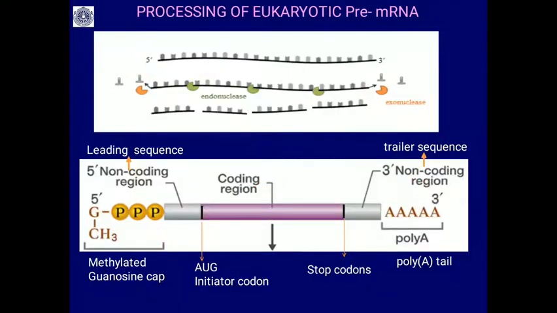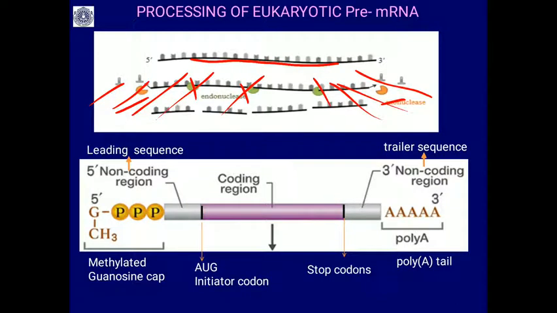So you will find here the RNA transcript. There are endonucleases, which cut the phosphodiester bond in the middle of the molecule, and exonucleases, which usually chop off the nucleotides one by one from the ends. These actions are prevented by capping and polyadenylation.